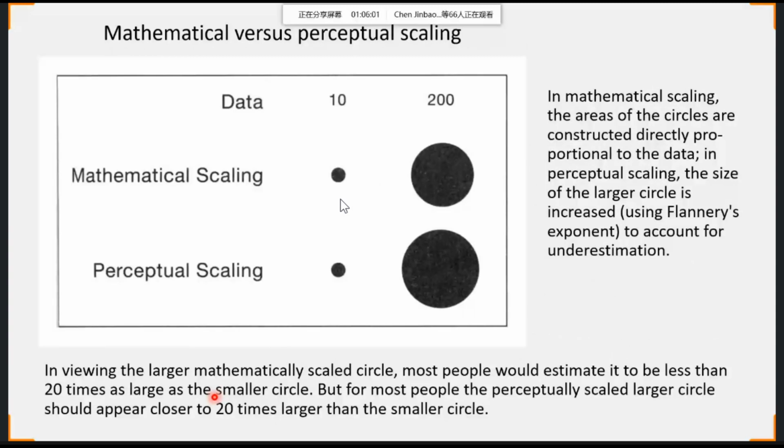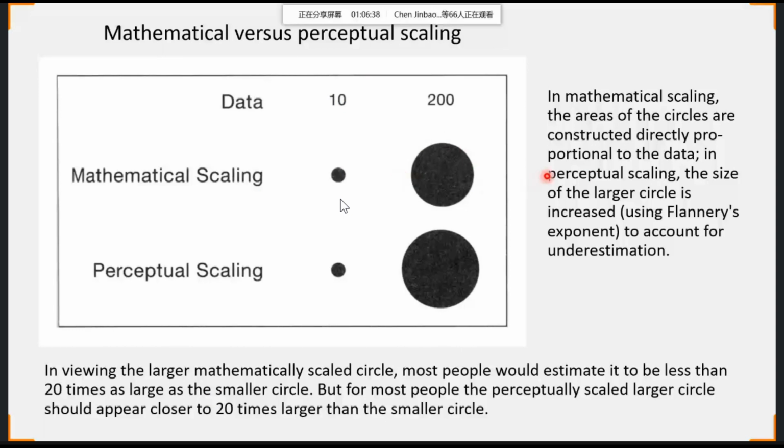So what is meant here? In this example, we compare mathematical scaling with perceptual scaling. In mathematical scaling, the areas of the circles are constructed directly proportional to the data. So this represents 10, this represents 200. So the area of this circle is 20 times smaller than the area of that circle. This is mathematical scaling. So that's quite straightforward.